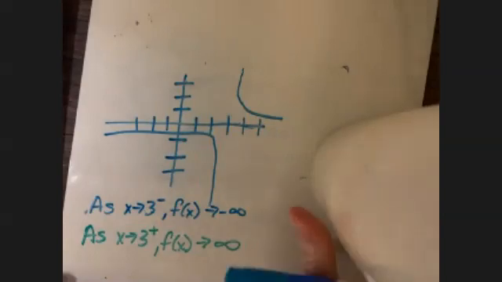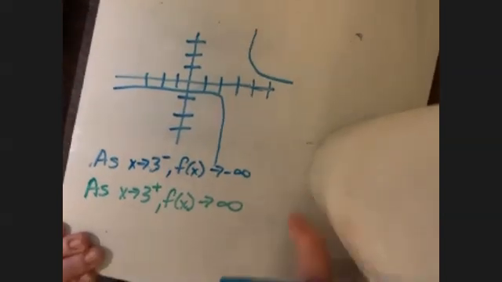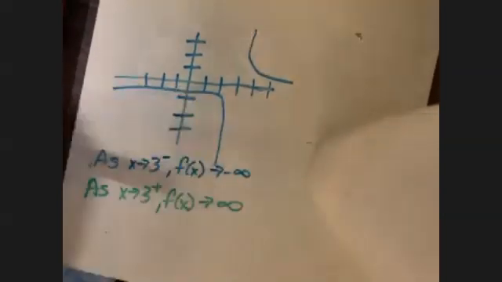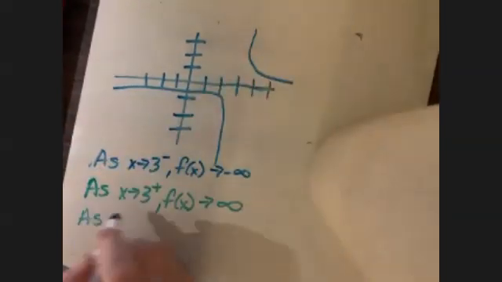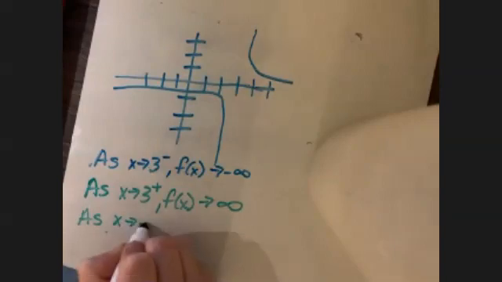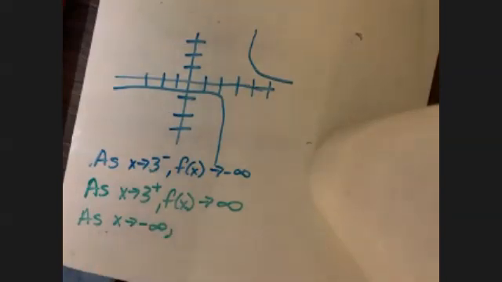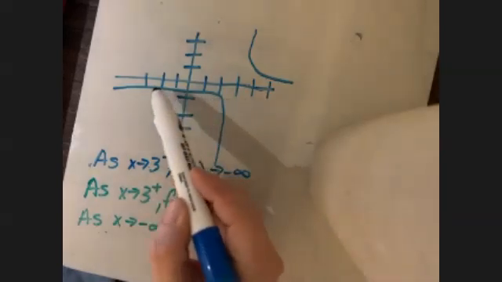Now, there are 2 other things that we can talk about the graph doing, and that's what's happening when it goes out here towards the edges, in either direction. For these, we don't have to indicate a direction. So if we say X is headed towards negative infinity, y'all, there's only one way to head towards negative infinity, and that's that way.